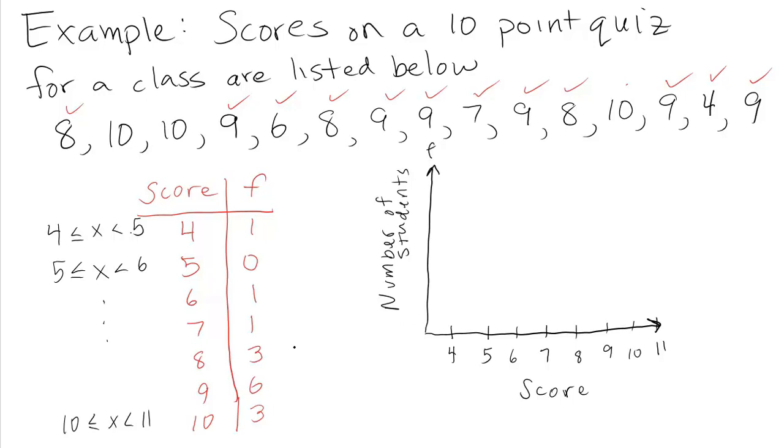Now I'm going to enumerate my frequency axis. I notice that these go as high as 6, so I need to at least have 6 tick marks. Of course, nobody's going to know what those represent unless I put some labels. And now I can draw in my rectangles.